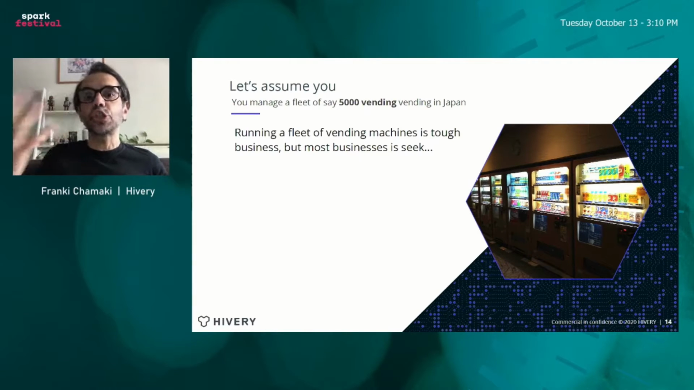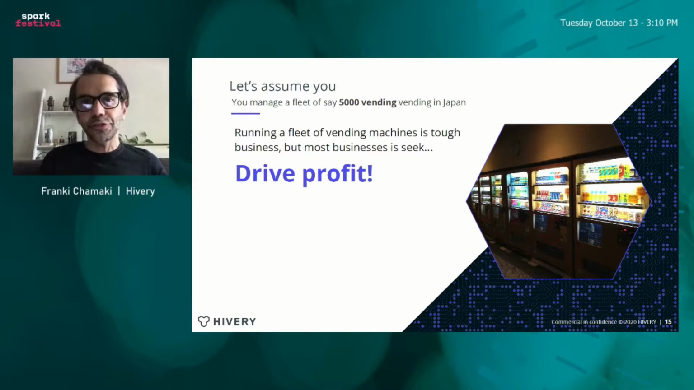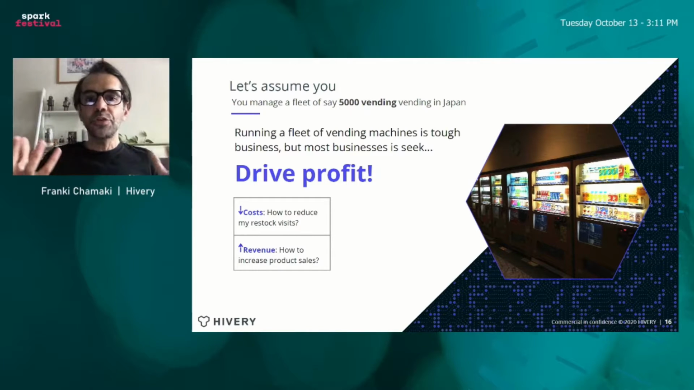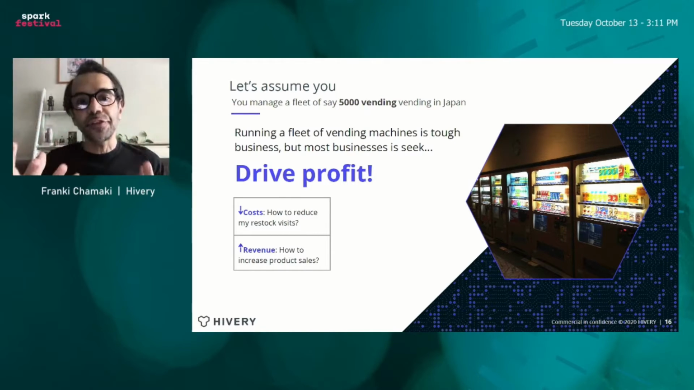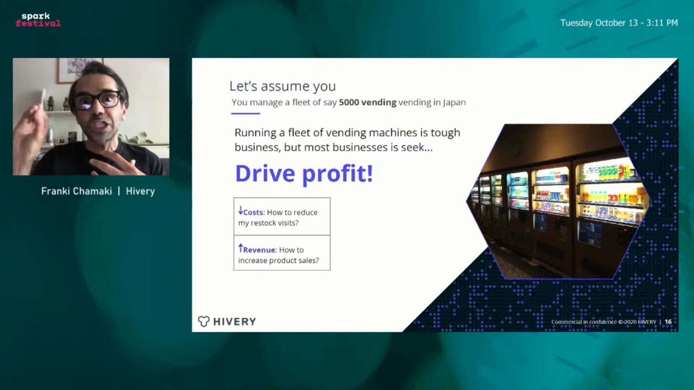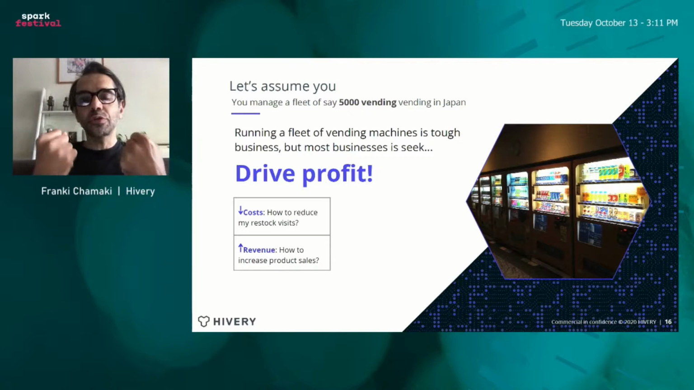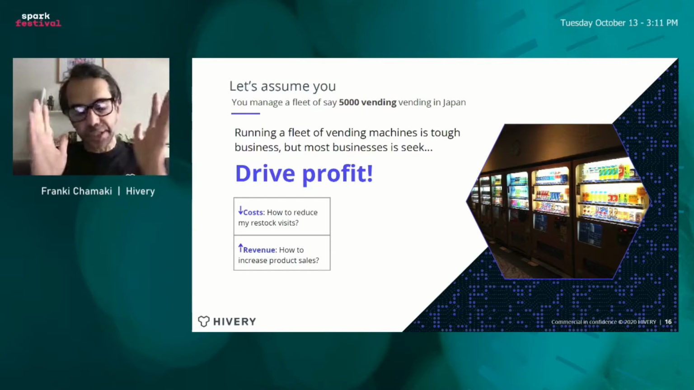What is the ultimate business goal here? I mean, it's no secret, right? You want to drive profit. But then profit is driven by a couple of factors combined. That includes, you want to reduce costs. So basically, I want to reduce my restock visits and out of stocks, but I also want to increase my revenue, which is basically how do I increase the value of the products that have been sold. So they're kind of your ultimate goal, right? You have 5,000 vending machines, and ultimately the goal here is to drive profit. It could be others, like I said, but in this example, let's just say it's profit.